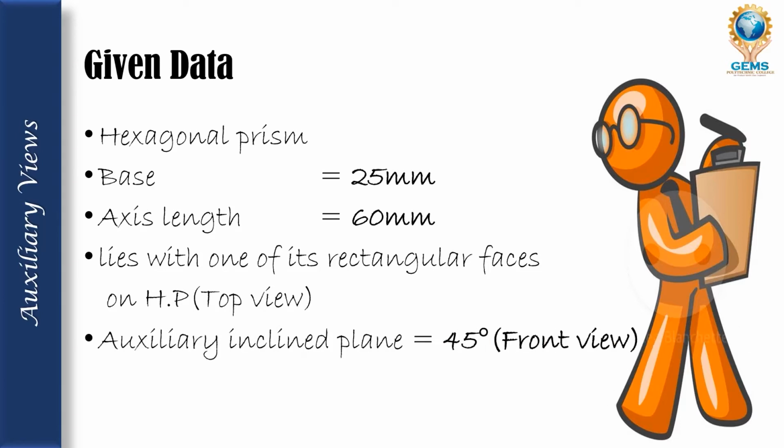Now the axis is inclined at 45 degrees from the front view. I have to draw the 45 degree angle from the front view itself. So again I am reading the given data once more. It is a hexagonal prism. The base side is 25 mm. The length of the axis is 60 mm, and the rectangular face lies on the HP, the horizontal plane, so the hexagon will be on the front view and the rectangular faces on the top view. And last, the axis is inclined at 45 degrees to the front view.